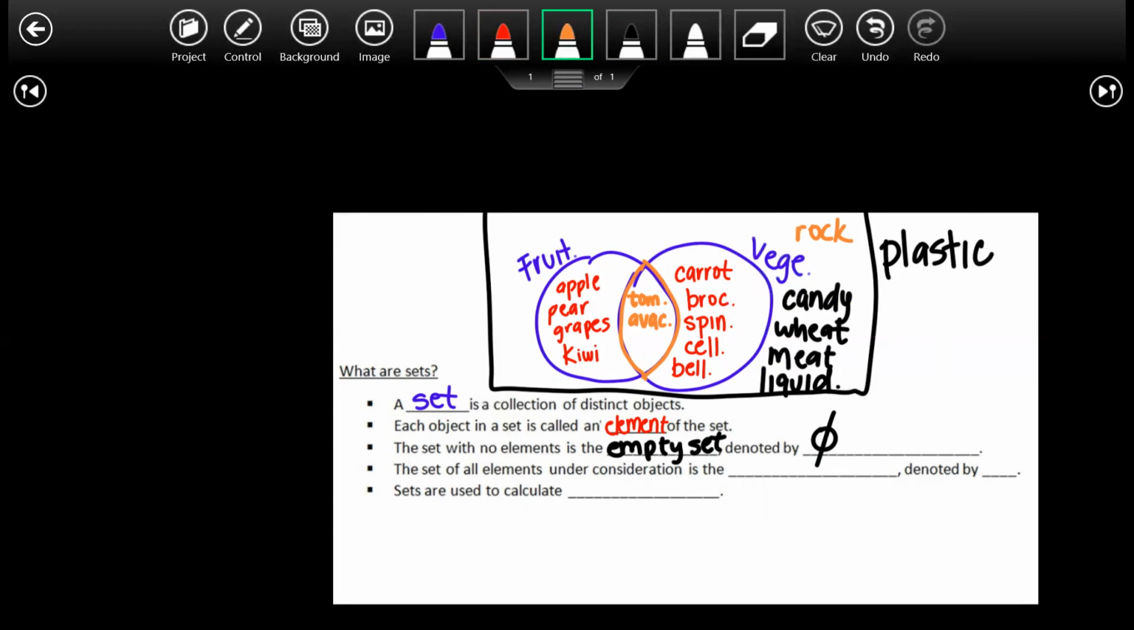Okay. So you can have everything that's not inside of our universal set, everything else that we don't look at. We don't consume plastics. We don't consume cardboard.